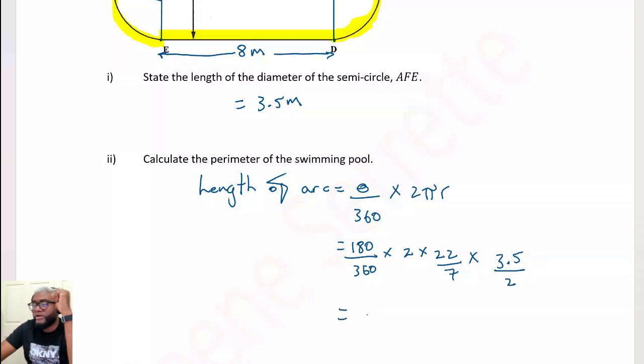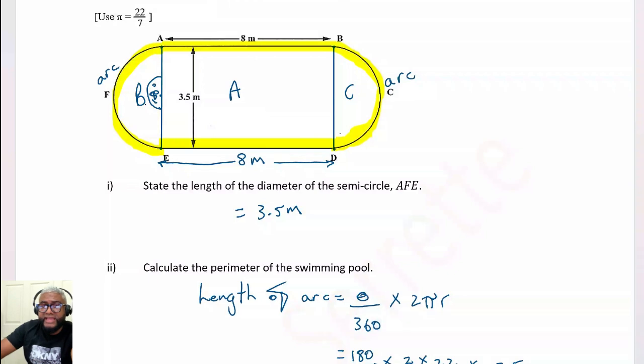When we work this out, what do we get here? 5.5. Yes, 1.75 is for the radius, not the diameter. Very good, Isaiah. So 5.5 is the answer, in meters. This arc here would be 5.5, which means the next arc is the same, 5.5.